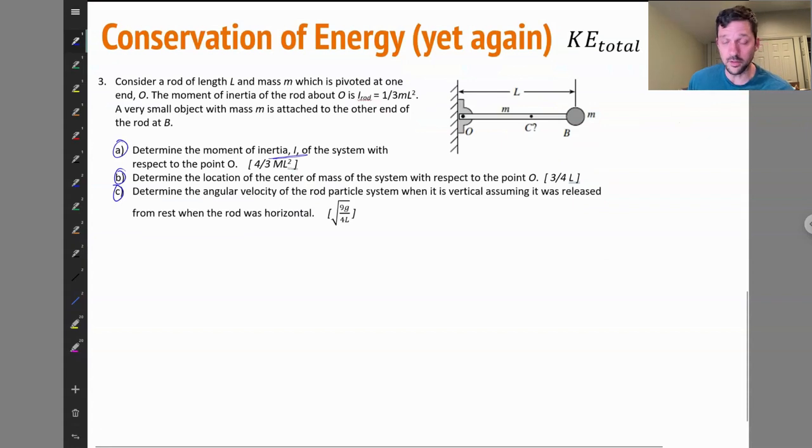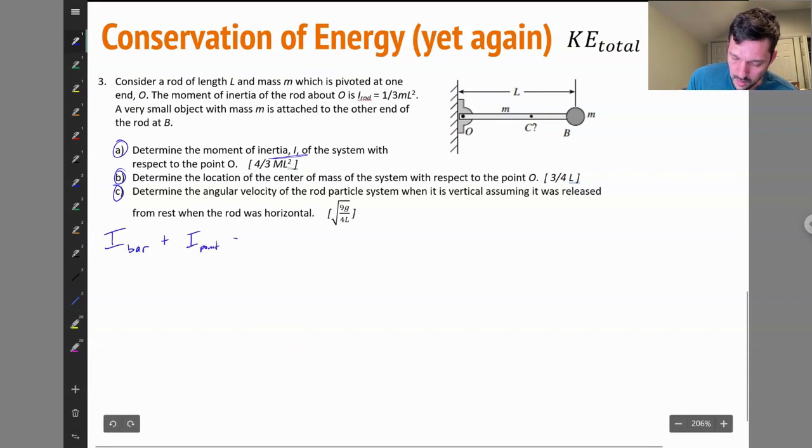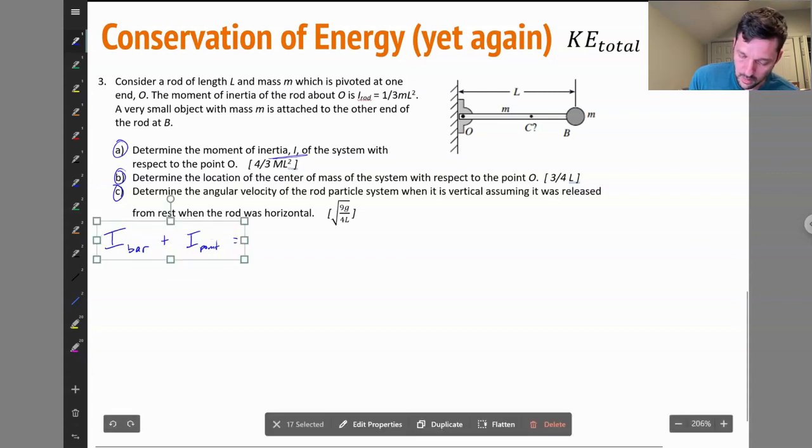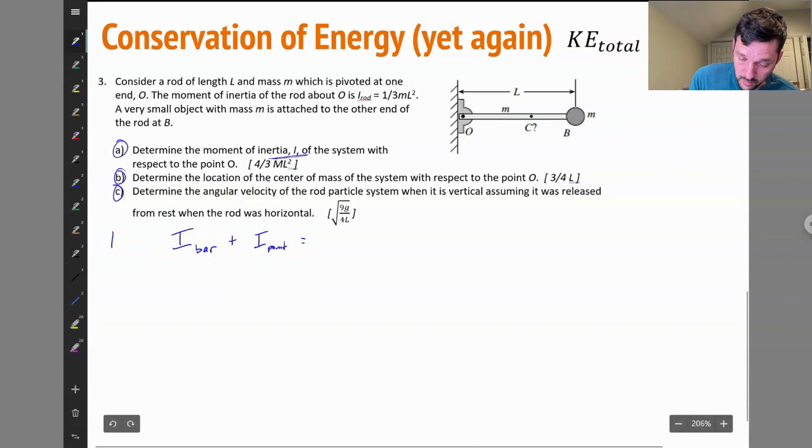Well, the thing about a moment of inertia of multiple pieces that are attached to each other is just like multiple masses attached to each other. You just add up the masses. Well, for multiple moments of inertia of things attached to each other, you just add up the moments of inertia. So the moment of inertia of a bar plus the moment of inertia of a point mass is going to be just the sum of those two. Or I should say, the total moment of inertia will be the sum of those two.